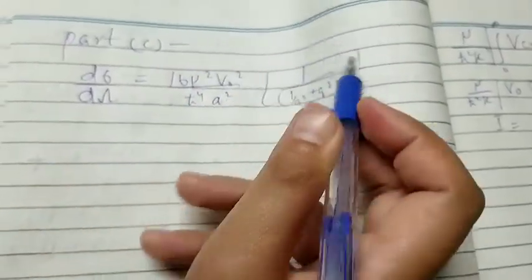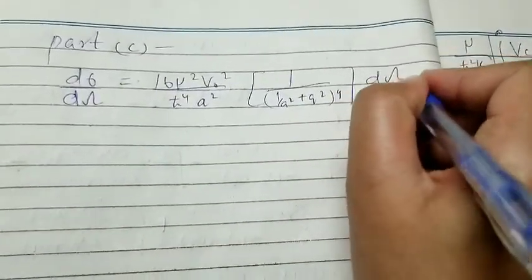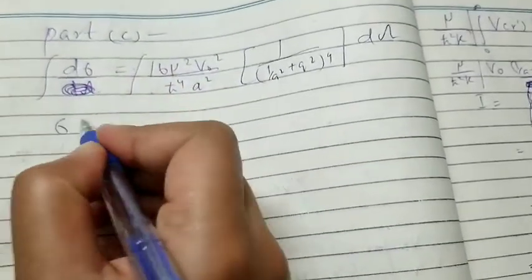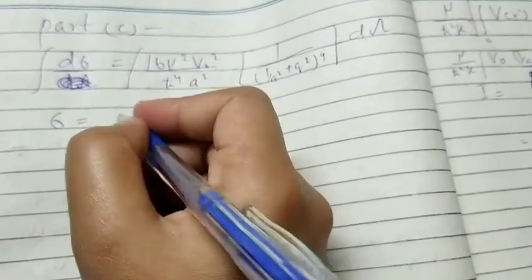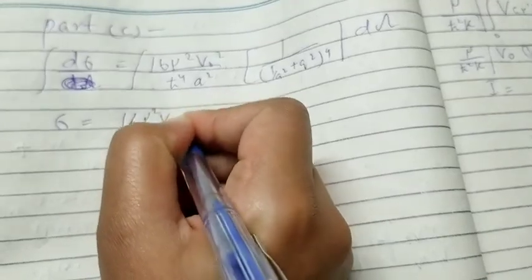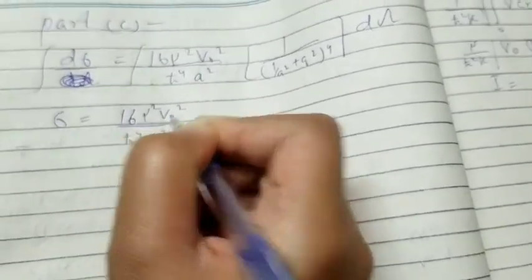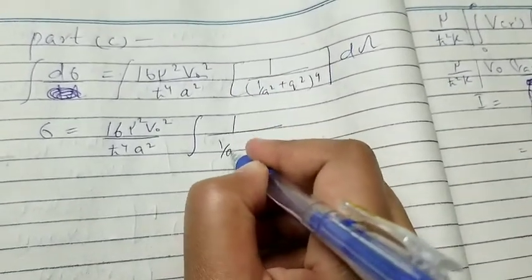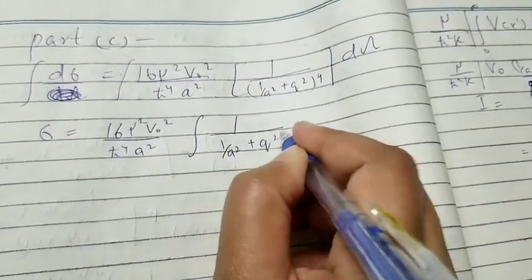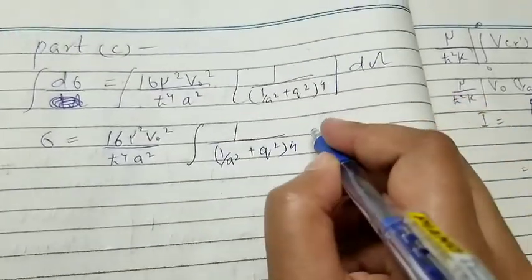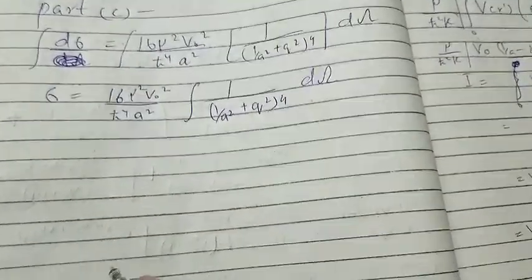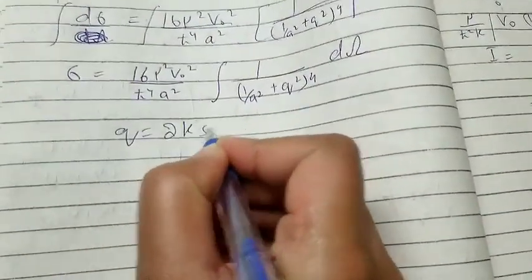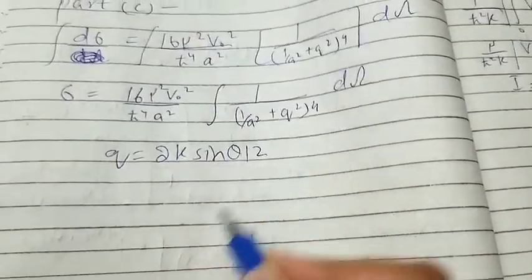For this, we will take this here, integrating now both sides. So it will become total cross section, and that is equal to integration of this quantity, taking 16 mu square v naught square h cut 4 a square. All of these are constant, so I'm taking them out of the integral, and here we are left with 1 over a square plus q square 4. Here q is the variable. Okay, here q is equal to 2k sine theta by 2.